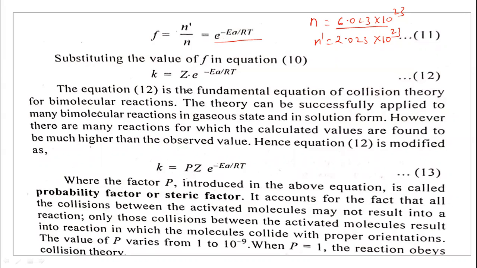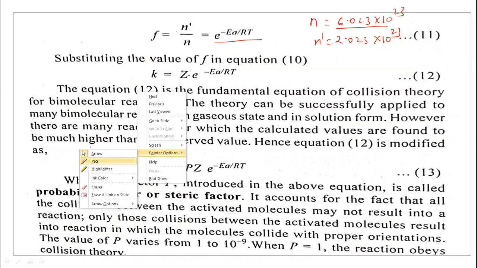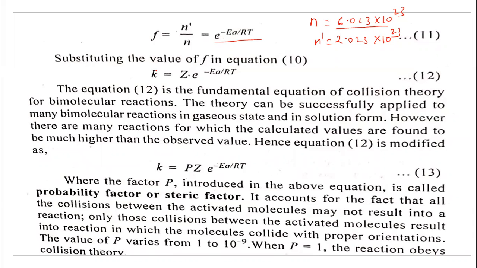If we substitute this into the equation, we get the specific reaction rate constant k equal to Z into e raised to minus Ea upon RT. This equation is the fundamental equation of collision theory for a bimolecular reaction. This is the equation for the bimolecular reaction.